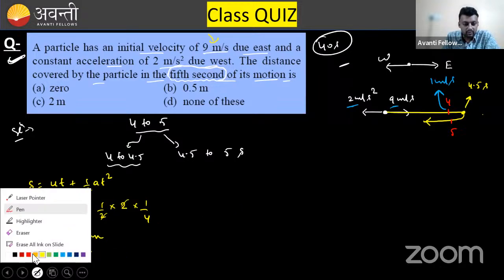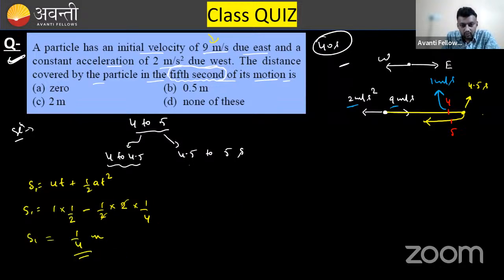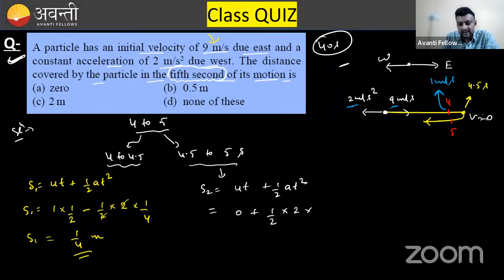Now I will talk about 4.5 to 5. That means S2 is equal to, again, I'm using the equation ut plus half at square. u is what? At this time, velocity is 0. That is 0 plus half. Acceleration is positive in this case, that is 2. And t is again 1 by 2, so S2 is again 1 by 4.